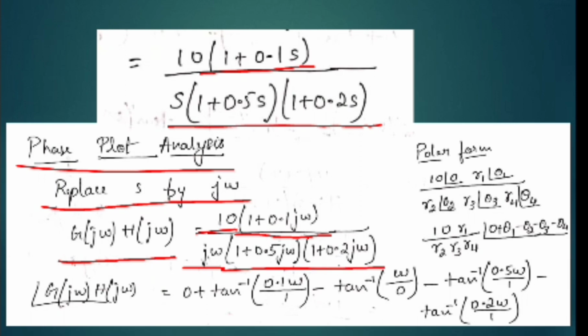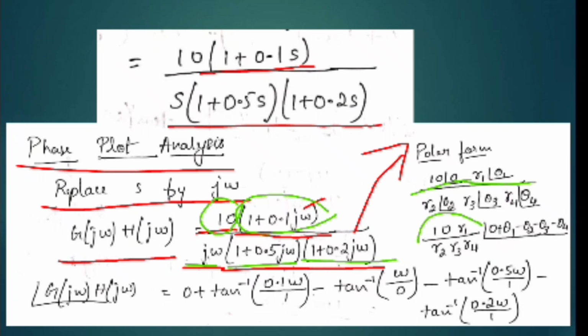So to find the angle of this, let's first convert this to polar form. The polar form of 10 is 10 at an angle 0, and let's assume that the polar form of the second term is r1 at an angle theta 1, and here r2 at an angle theta 2, and r3 at an angle theta 3, and r4 at an angle theta 4.